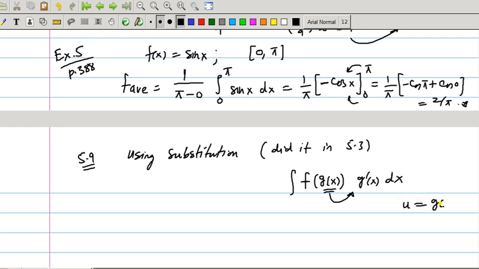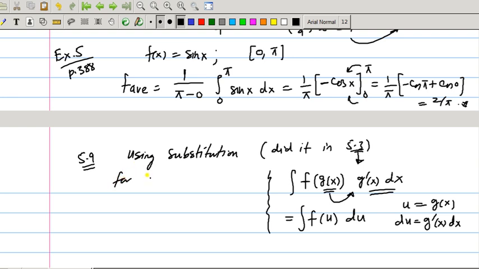u is equal to g of x. If I replace u as g of x, then du becomes g prime x dx. So my integration changes to integral of f of u, and this whole thing becomes du. So see, this is much easier than the integration before. This is what we did in 5.3. In 5.9, we have using a substitution for this type of functions.